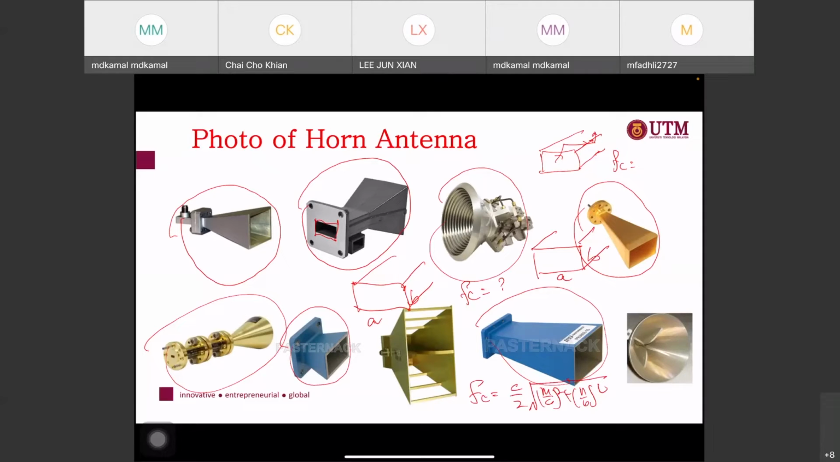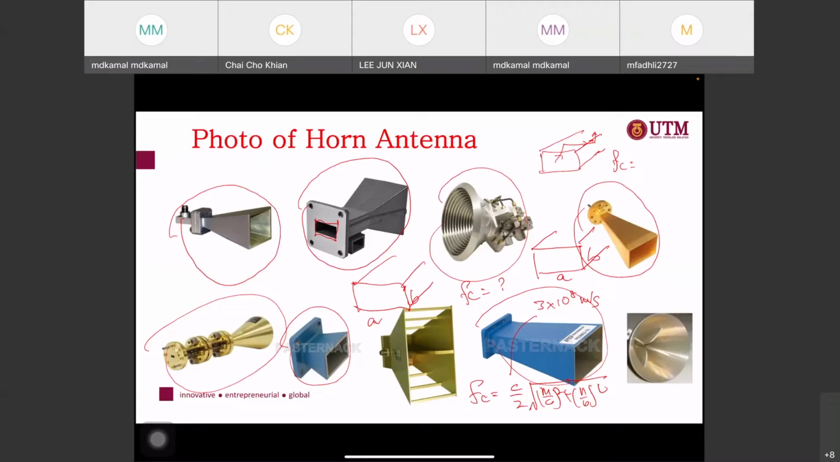C is your velocity of light in free space, 3 times 10 to the power of 8 meters per second, divided by 2. And if you have dielectrics inside the waveguide, you have to divide by the square root of your epsilon r. We assume that in this waveguide there is only free space.